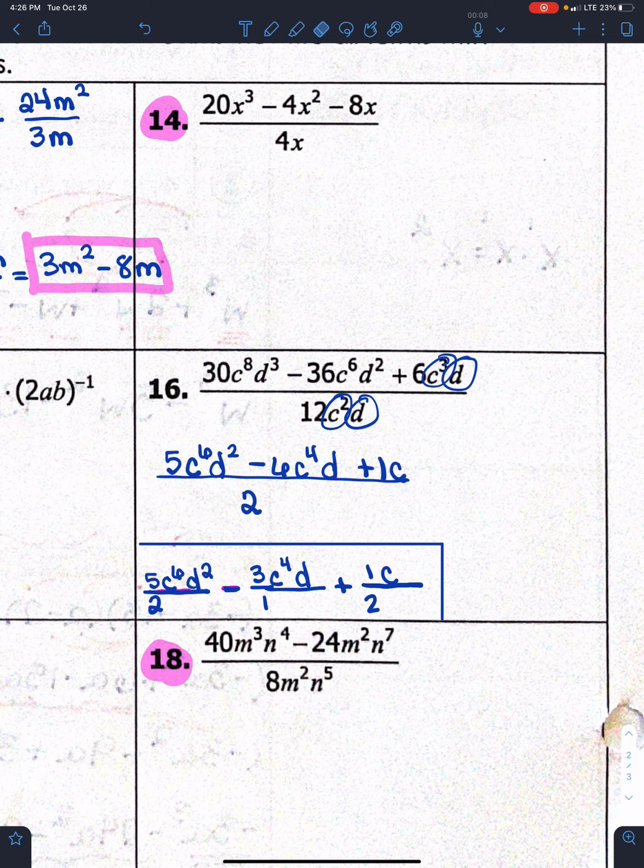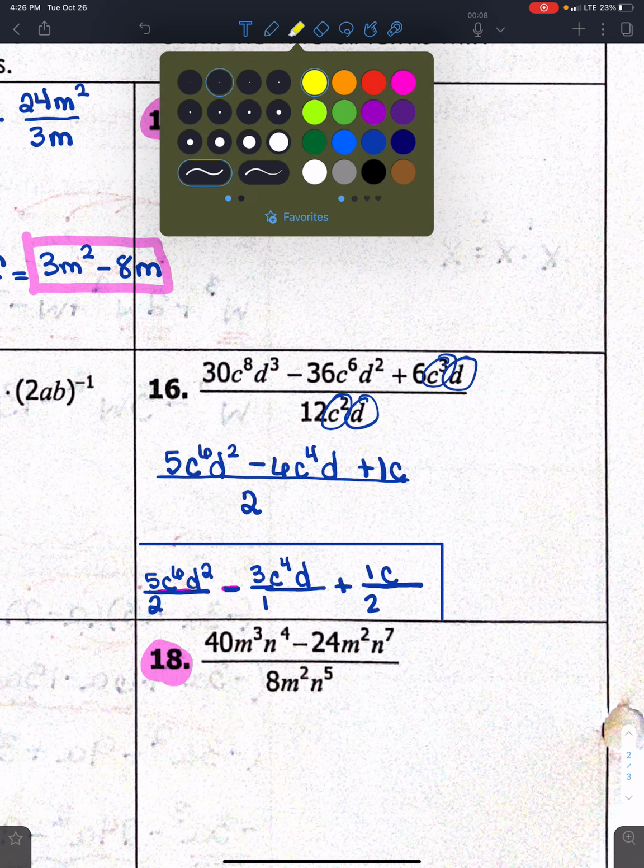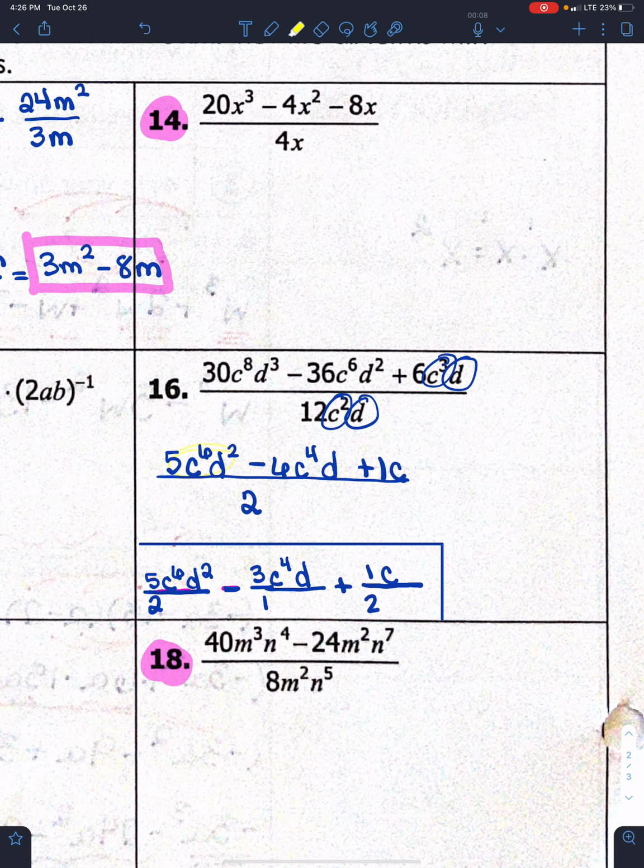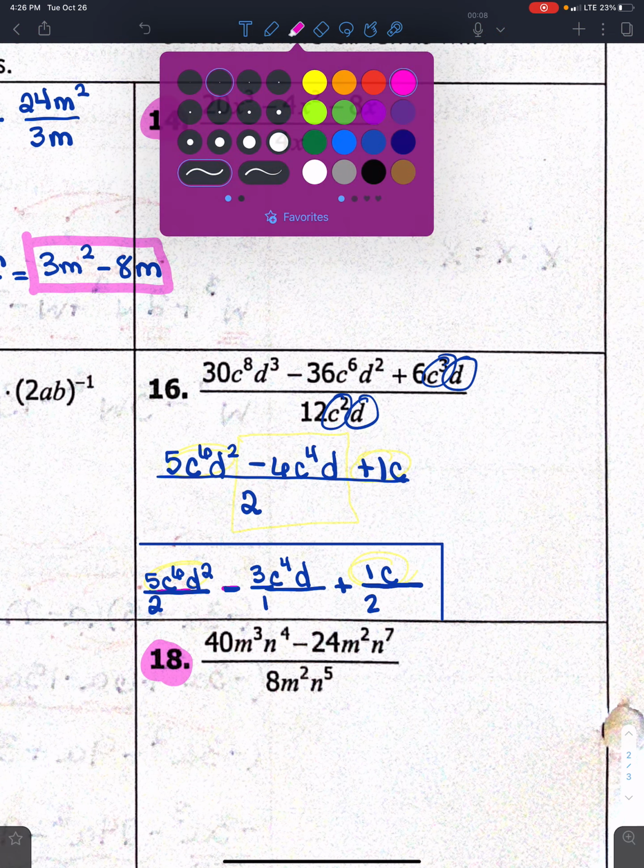Now, looking at the answer that we had before, this here is the same thing as this. 1c is the same thing as this. This is the part that I would say is different. I'm going to pick up a different color highlighter.